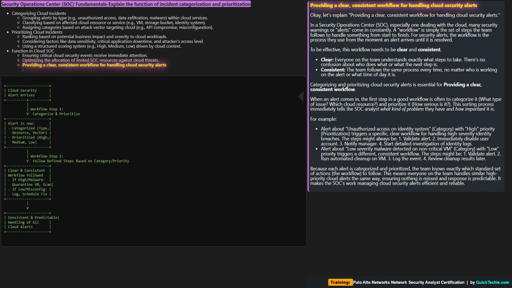the workflow, to follow. This means everyone on the team handles similar high-priority cloud alerts the same way, ensuring nothing is missed and response is predictable. It makes the SOC's work managing cloud security alerts efficient and reliable.